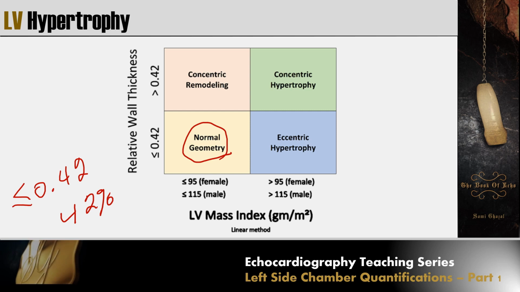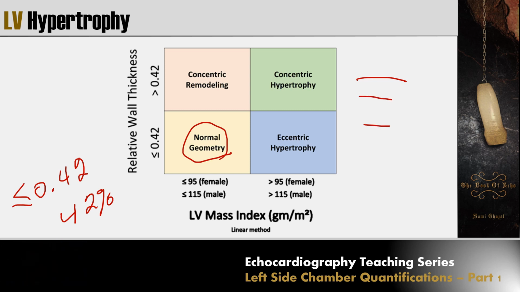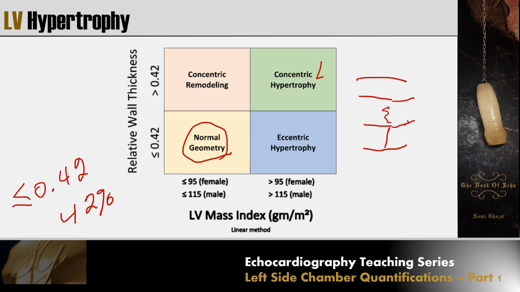If you have increased mass, then now you have hypertrophy. And the hypertrophy can be either concentric or eccentric. So again, if the mass is increased, it is hypertrophy. Then, if the relative wall thickness is also increased, so the thickening is happening toward the cavity at the expense of the cavity. So thickening inside, and the cavity is small, so relative wall thickness is high. So this is concentric hypertrophy.